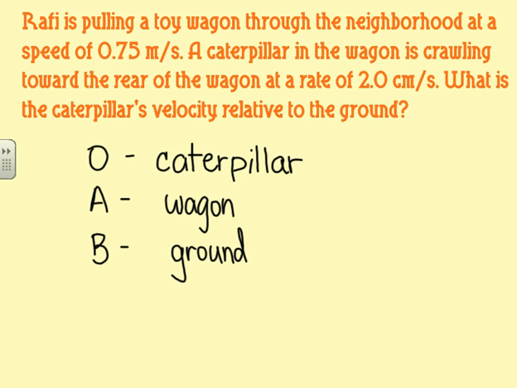Okay, so looking at what we are given, we know that we are searching for the caterpillar's velocity relative to the ground. That's the velocity of the object relative to reference frame B. We're given two other speeds. It says that the toy wagon is being pulled through the neighborhood at a speed of 0.75 meters per second. Well, that's the velocity of A, but it must be relative to something. In this case, that's the velocity of the wagon relative to the ground, which we called B.